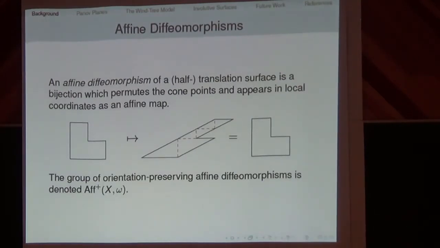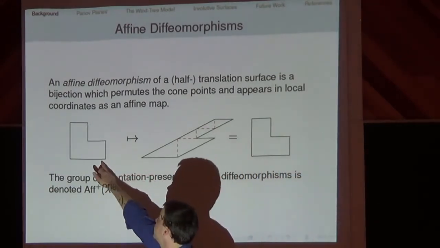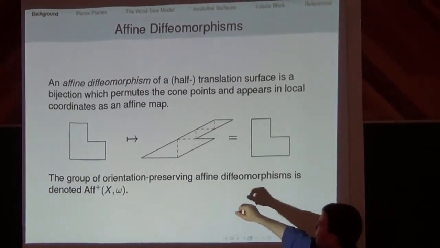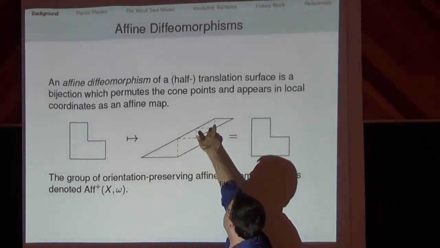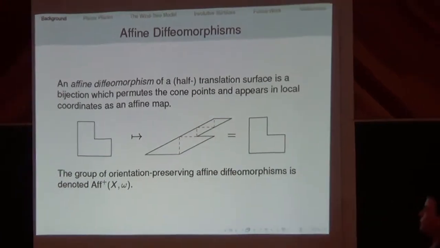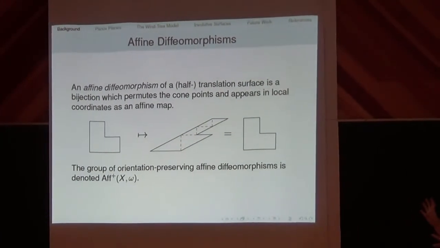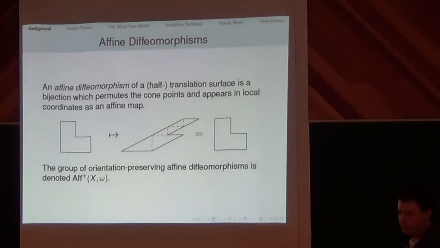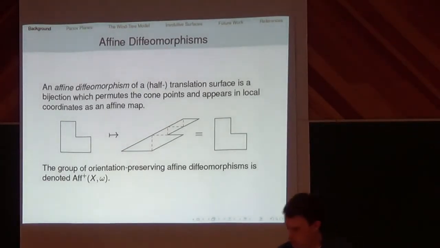The maps you care about on translation surfaces are affine diffeomorphisms, and these are just bijections that permute cone points and look locally like an affine map. So in this particular example, I have this L-shaped surface. I apply a shear to it, and then if you take this sheared L and you cut it along this dashed red line and rearrange the pieces, you get back your original L. So you have a bijection from the L to itself that locally just looks like an affine map.